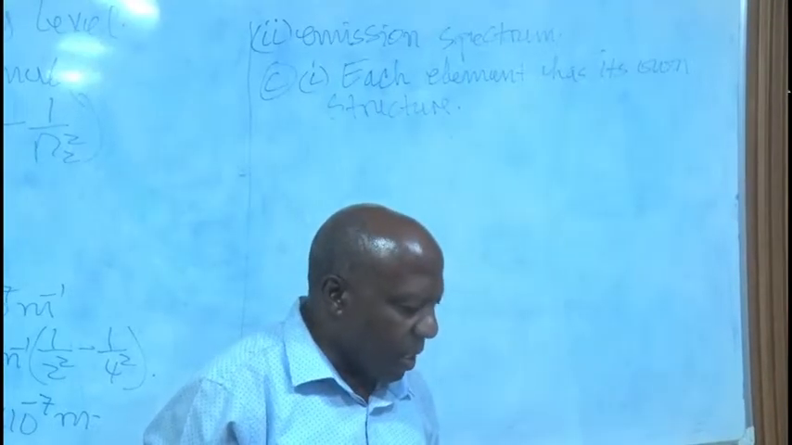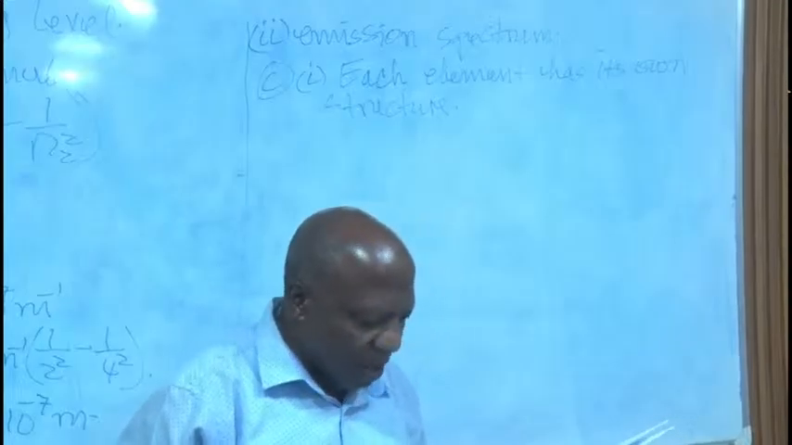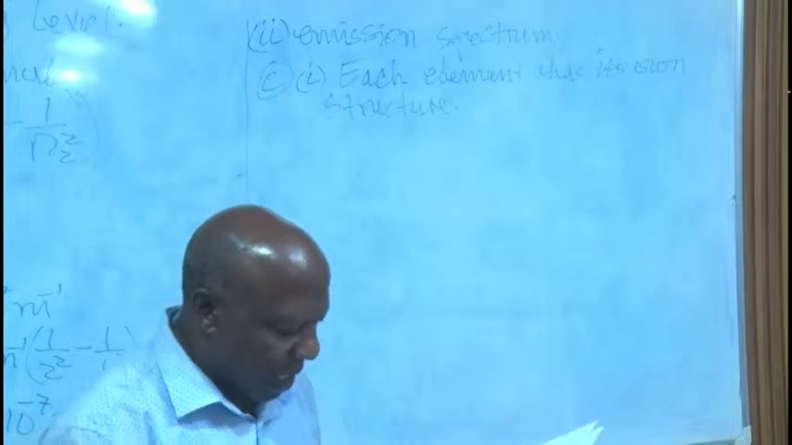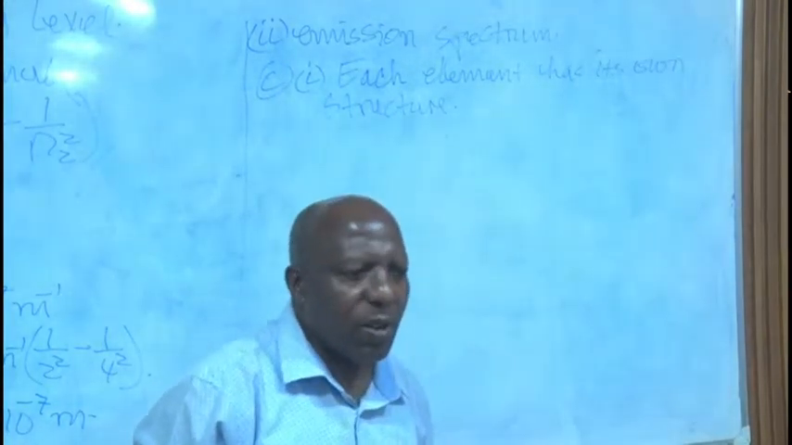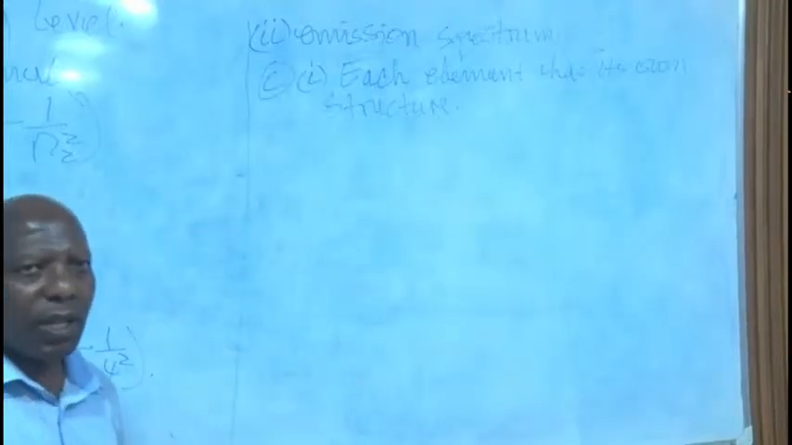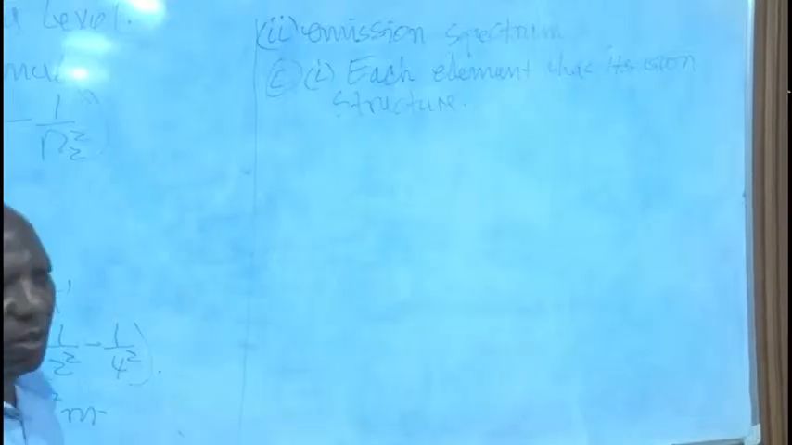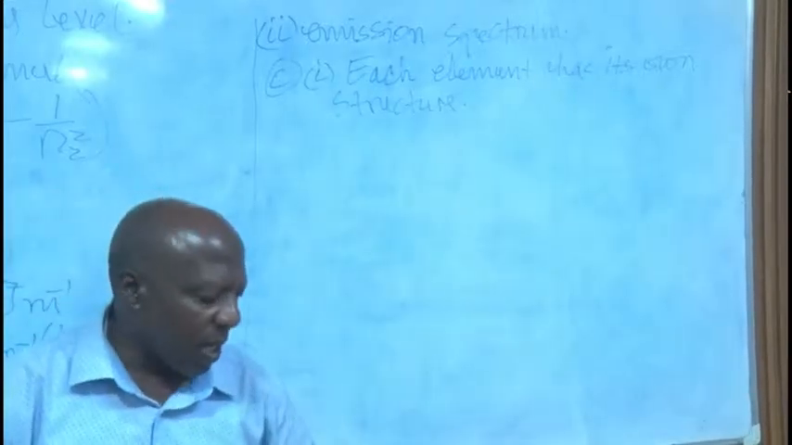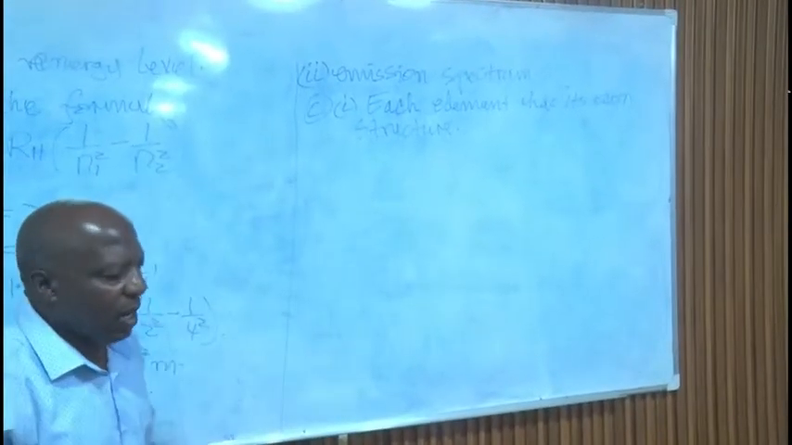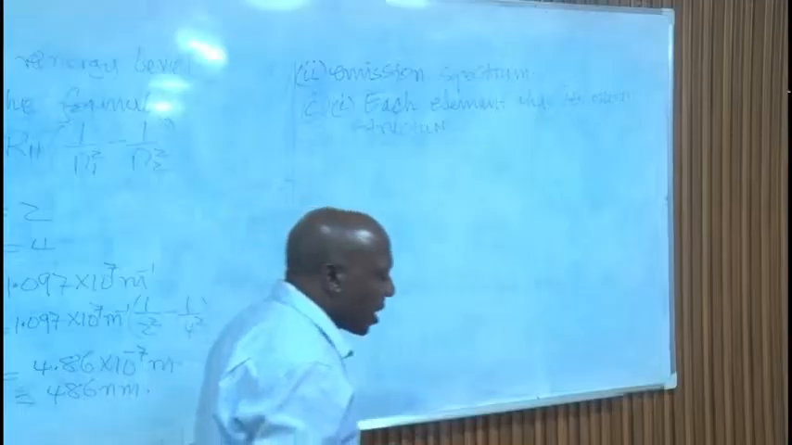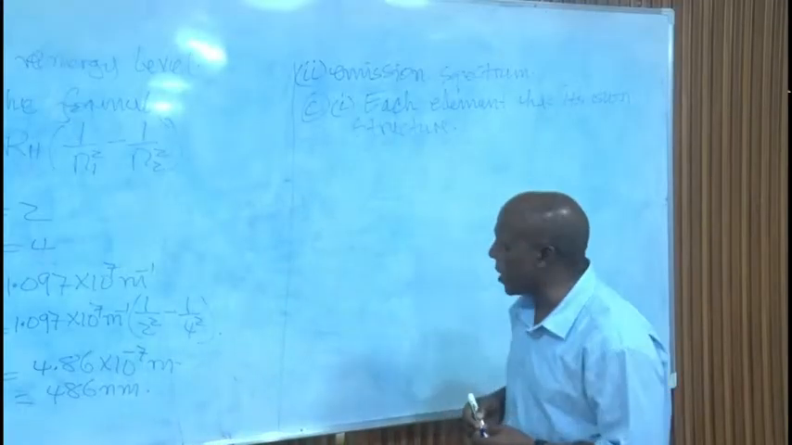Then question number 1C, Roman 2: with the aid of their electronic configurations, explain the fact that the electronic configurations of chromium and copper violate the Aufbau principle.